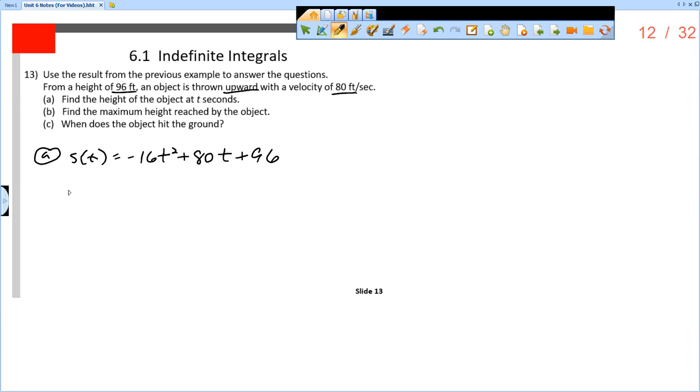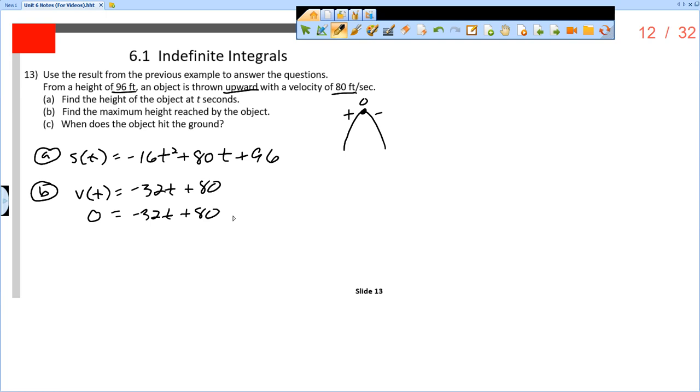Find the maximum height reached by the object. Remember, maximum height goes back to unit 4. Maximum height occurs when what is true? If you're thinking about the parabolic motion, this represents the position, so that's going to be when velocity changes from positive to negative. So we need to know velocity. v of t equals negative 32 t plus 80. When velocity equals 0 is when it can change signs from positive to negative. So we're going to set negative 32 t plus 80 equal to 0.